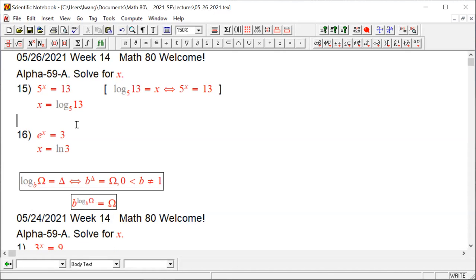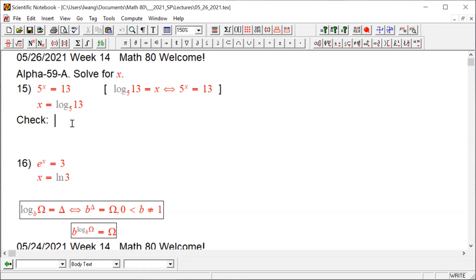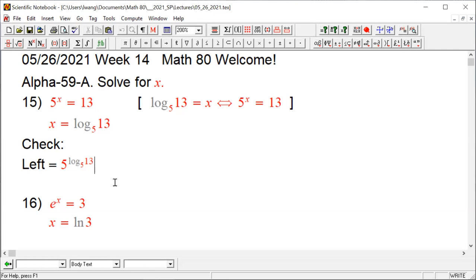Then you say, how do I know if the solution is right? We can always check. How do we check? We go back to one side of the equation, for example the left-hand side, which is 5 to the power of x. Now we found a solution for x, which is log base 5 of 13. We replace x by it. And what does this equal to? Of course, this equals 13, right?